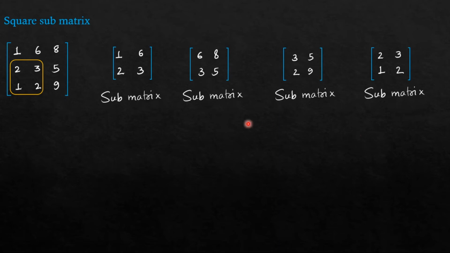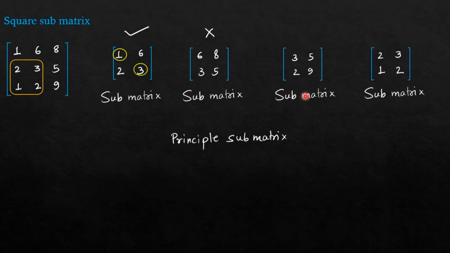Now in these submatrices, we define something known as principal submatrix. Principal submatrix is the matrix whose diagonal elements are the same as the diagonal elements of the original matrix. If you see in the first matrix, here the diagonal elements are 1 and 3, which are the diagonal elements of the original matrix 1 and 3. So this submatrix is a principal submatrix. In the second matrix, the diagonal elements are 6 and 5, but in the original matrix 6 and 5 are not the diagonal elements. Hence this is not the principal submatrix.